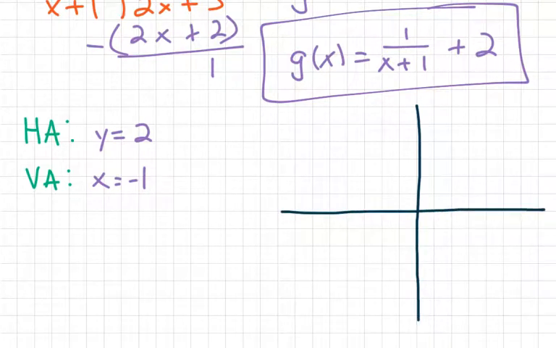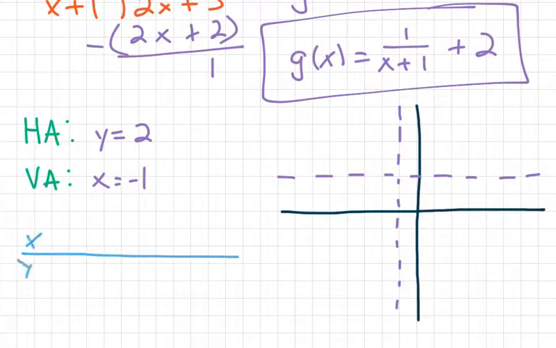There we go. So we can draw in our asymptotes. Y equals 2. Let me get 2 dashes there. And x equals negative 1. So these are the two lines that our hyperbola is not going to cross. Okay? And then we can go ahead and come up with some x's and y's.